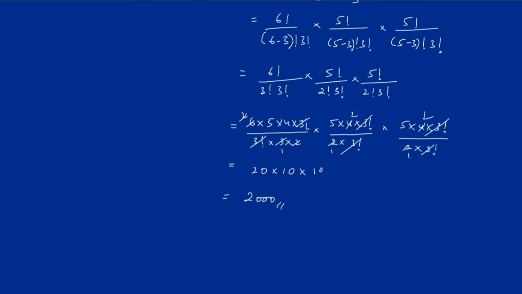So the total number of ways of selecting 9 balls from 6 red balls and 5 white balls and 5 blue balls is nothing but 2000, if each selection consists of 3 balls of each color, right? So next example, it is example 2.